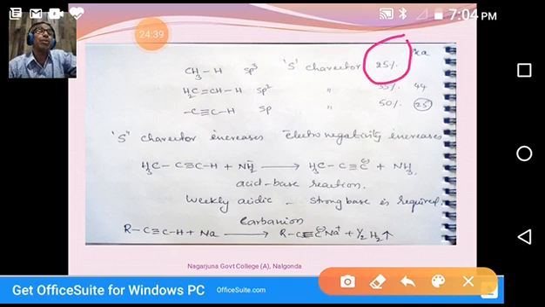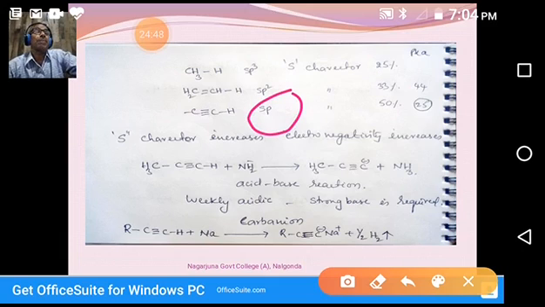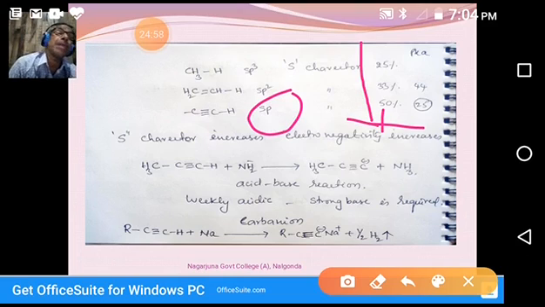In sp2 hybridization, s character is 33%. In sp hybridization, we observe 50%. So what happens in these carbons? S character is increasing from sp3 to sp. When s character percentage increases, electronegativity also increases.